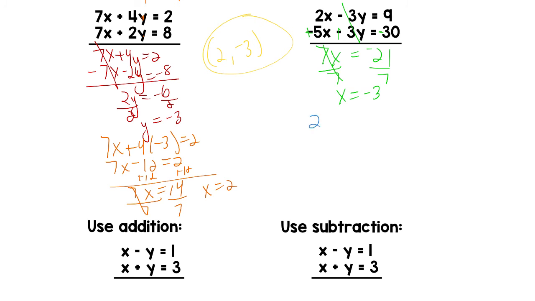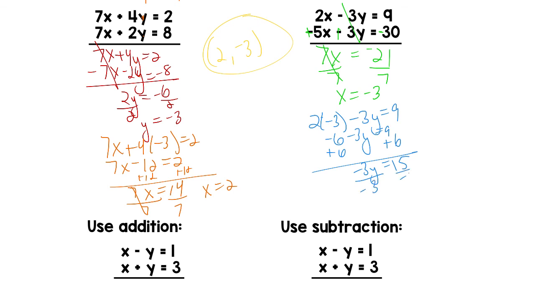Plug that in. 2 times negative 3 minus 3y is 9. So that's negative 6 minus 3y is 9. Add that 6. Negative 3y is 15. Divide by negative 3, and y is negative 5. Our solution is negative 3, negative 5.